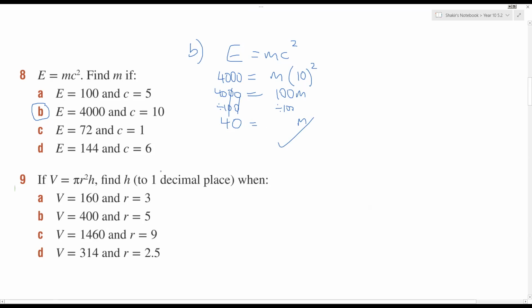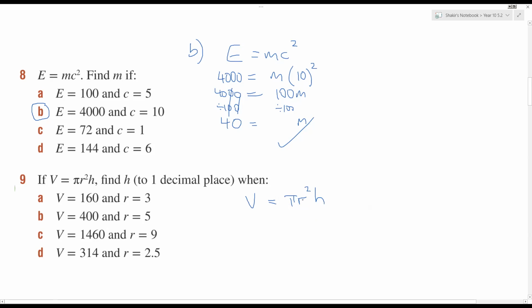We'll do one more. V is equal to pi r squared h. And we have to find h. So before even doing anything, I can certainly do this: pi r squared h. Now I want to know h. I want to find h to one decimal place. Before substitution, I can actually make h the subject. And the way I can do that is I can get rid of everything that's with h.